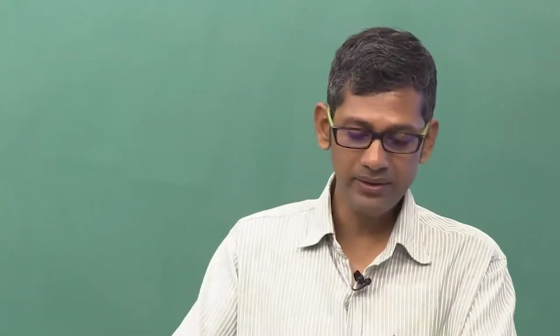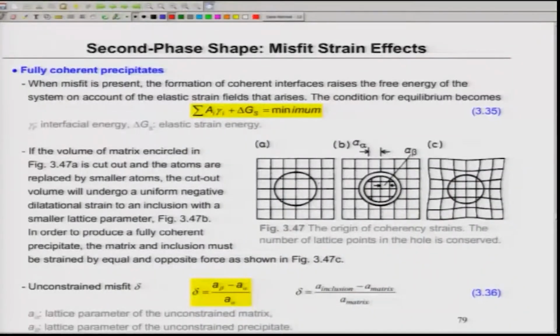And suppose this is the volume of the matrix which is shown here, cut out in a circle. If I take out the matrix, which was there already, and replace these atoms with precipitate atoms, or some other, smaller atoms, suppose, then there will be negative dilation, negative expansion, that means the whole thing will shrink to a smaller size. That is what is called negative dilation. And this dilation is for an inclusion with a smaller lattice parameter, because we have taken out these atoms from the matrix and put in smaller size atoms.